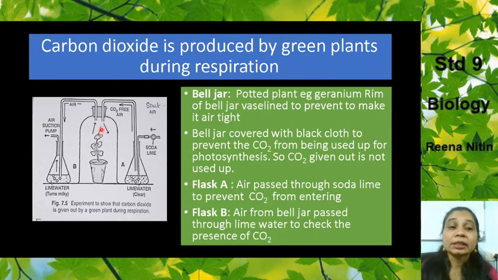So that is why this bell jar is covered with a black cloth and the experiment is done in a dark place. You can be asked to give the reason why the bell jar is covered with a black cloth. During respiration, carbon dioxide will be given out by this plant, and obviously this air is going to pass through and enter into this flask. And here the lime water will obviously turn milky, hence proving the aim of our experiment that carbon dioxide is produced by green plants during respiration.